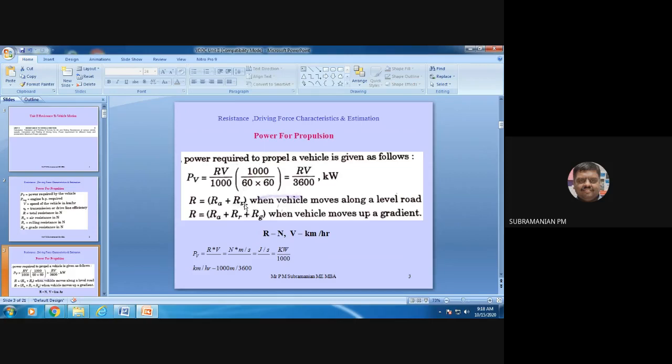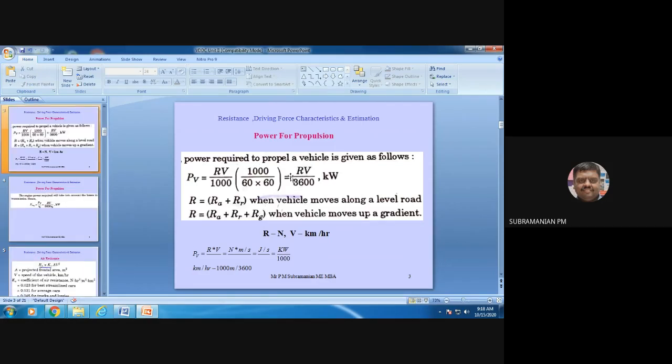Are you able to understand? Yes, sir, level road. Normally you are driving now in Chambarambakkam, okay? It is a level road. Then only two terms will come, RA plus RR. If you are going to Yercaud, you will have a gradient, so there, grade resistance will come into picture. So for finding out R, you will normally use RA and RR. If there is a gradient, you will use RG also.